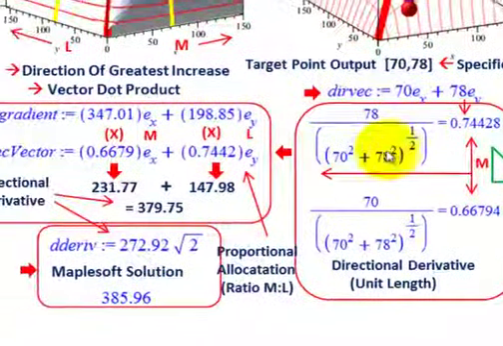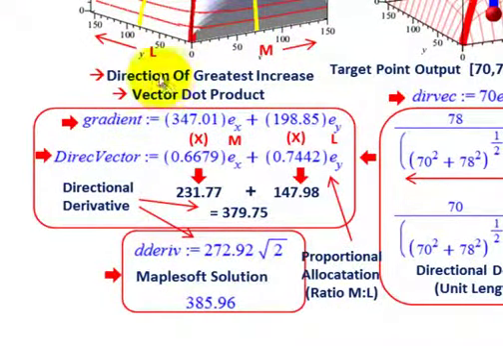Okay, so let's go over here. Now we can determine our direction of the greatest increase, or our directional derivative, based on the fact that we had that target point on our gradient path with the greatest output. And you take the vector dot product.